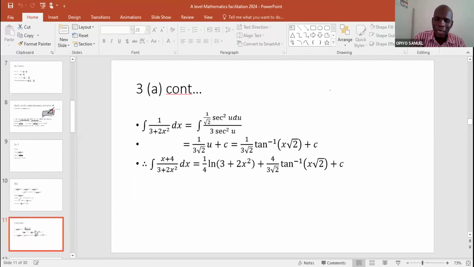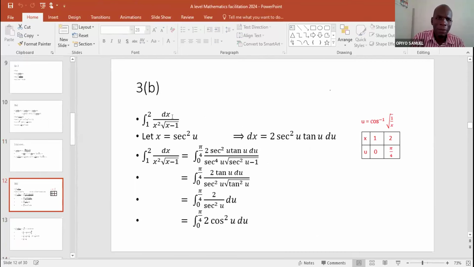So we are going to the next part, maybe part B. For part B, we are supposed to integrate from 1 to 2 the x over x squared into root of x minus 1. So one of the techniques we can apply here is change of variable still. So we are changing our variable from x to u, using the change of variable x equals to this one here.